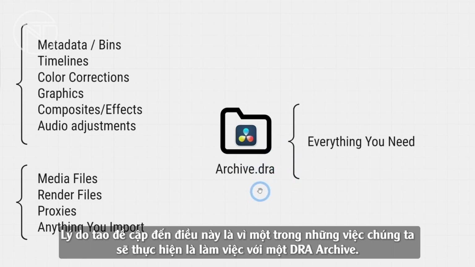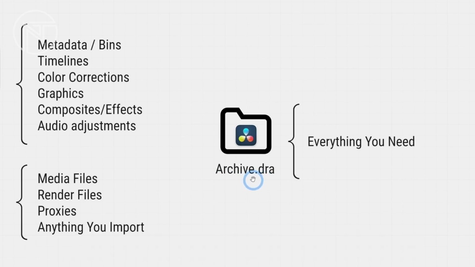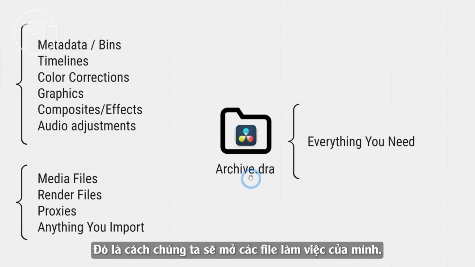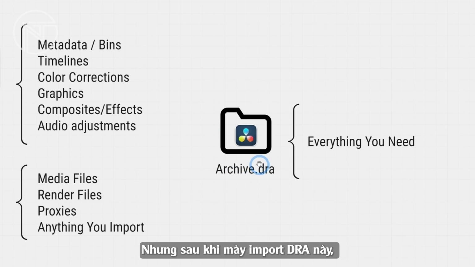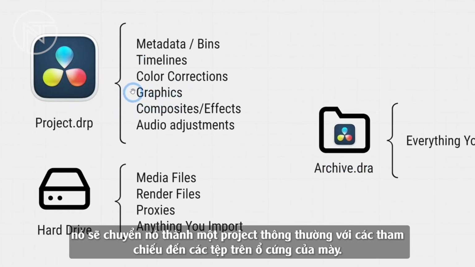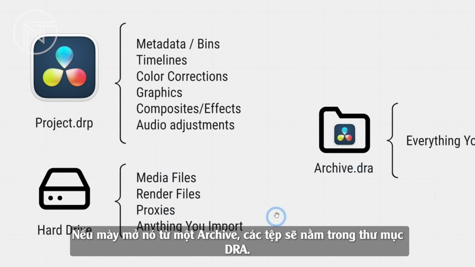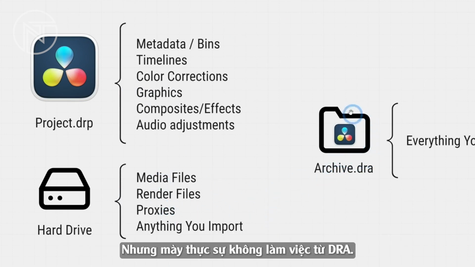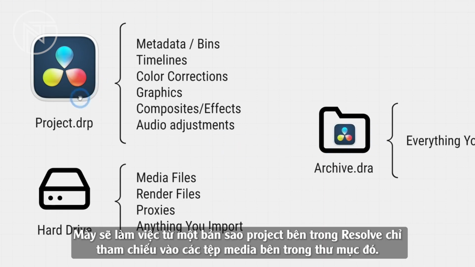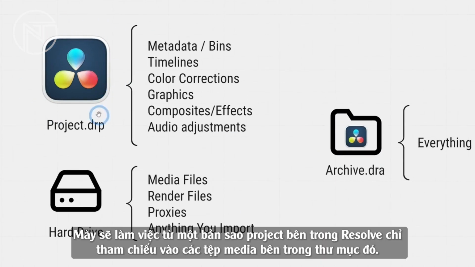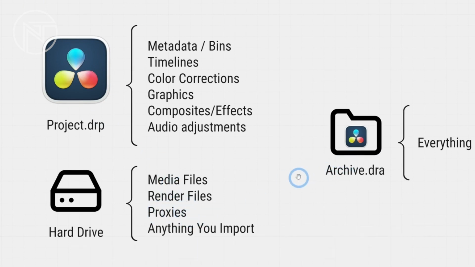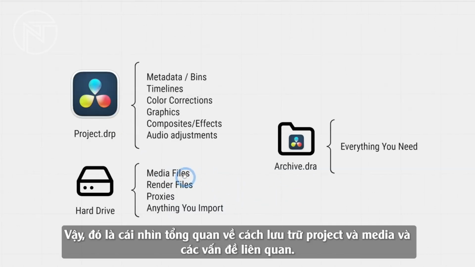Now, the reason I'm going over this is because one thing that we're going to be doing is working with a DRA archive. That's how we're going to be opening up our work files. But once you import this DRA, it turns it into a regular project with references to files on your hard drive. If you open it from an archive, the files will be in the .dra folder, but you won't actually be working from the DRA. You're going to be working from a duplicate project inside of Resolve that just looks at the media files inside of that folder.